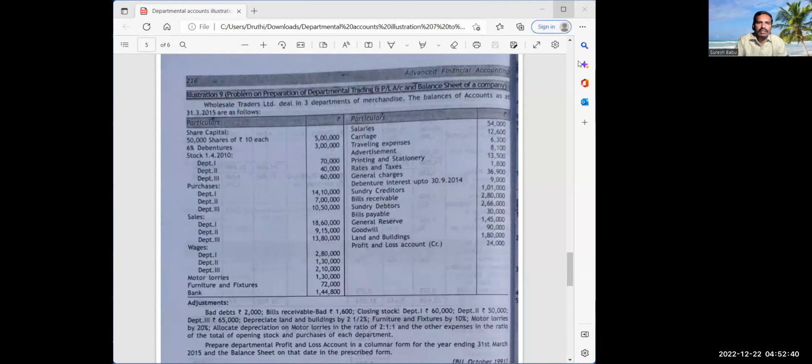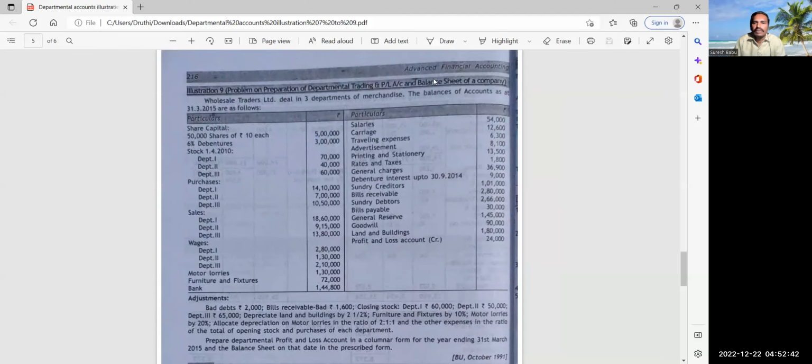So, let me present to you today's video class. It is about the 8 sums that have been completed. This is the 9th illustration, which says the instruction here.